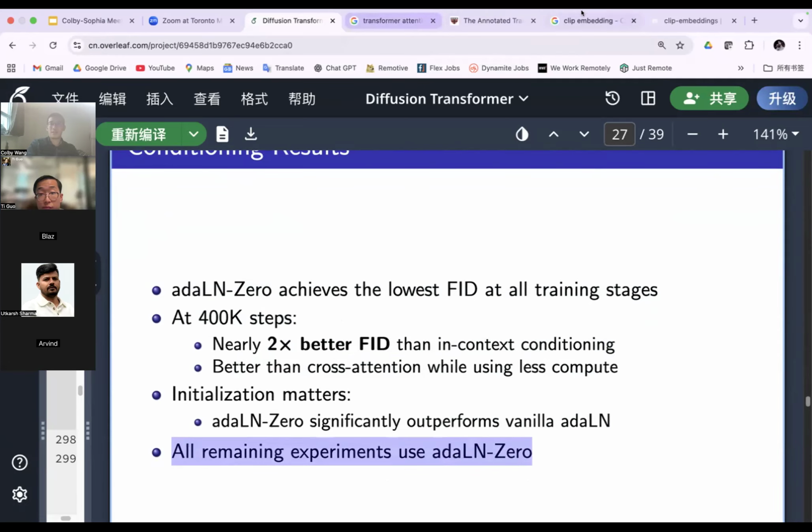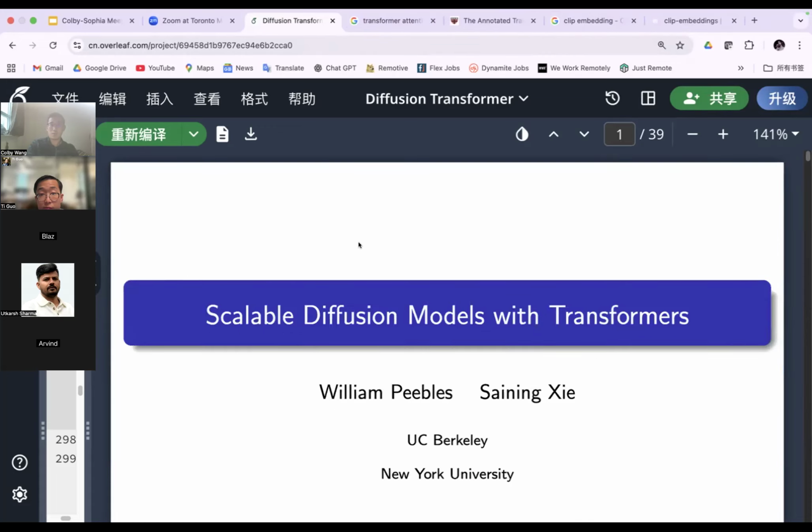And so they have some examples. Let's look at the paper examples.